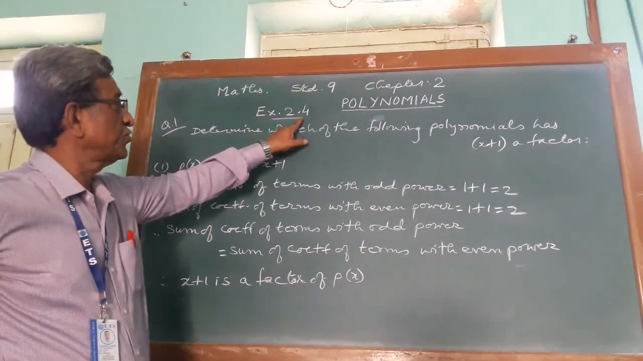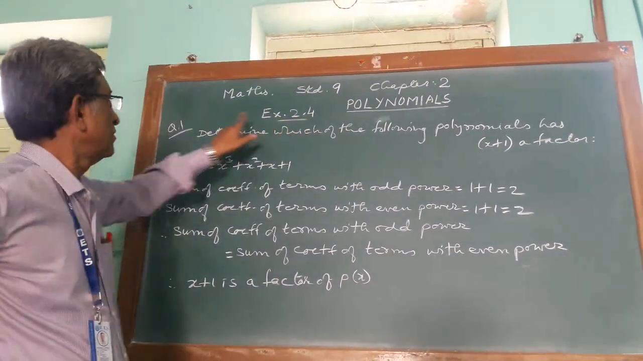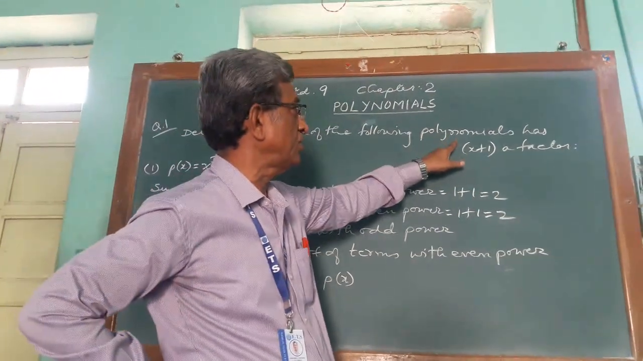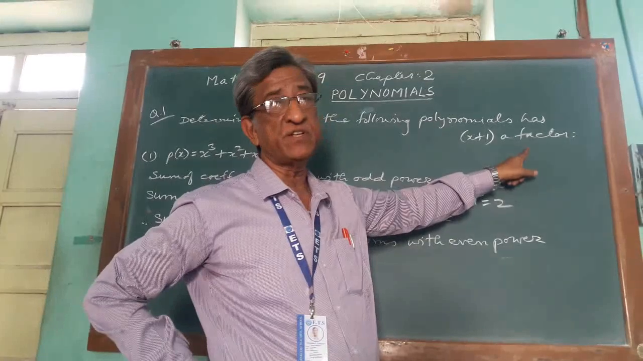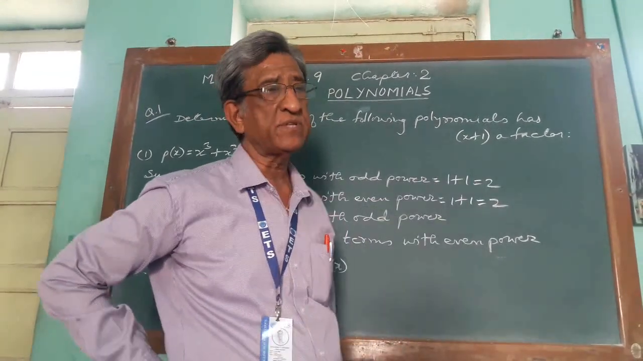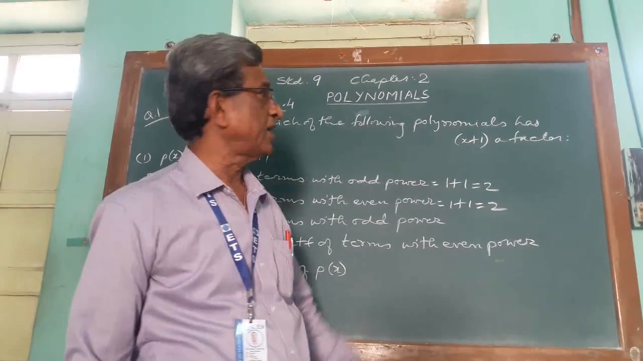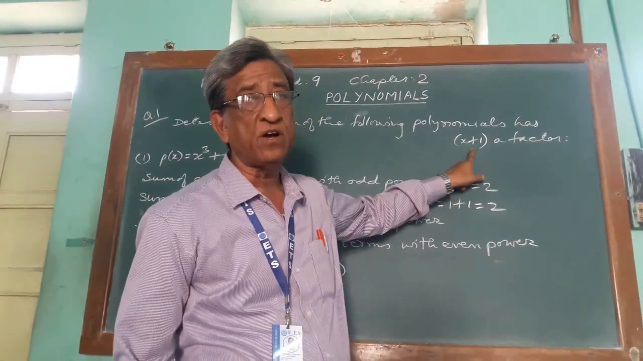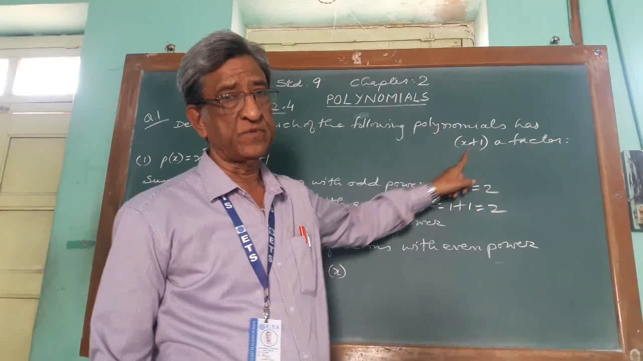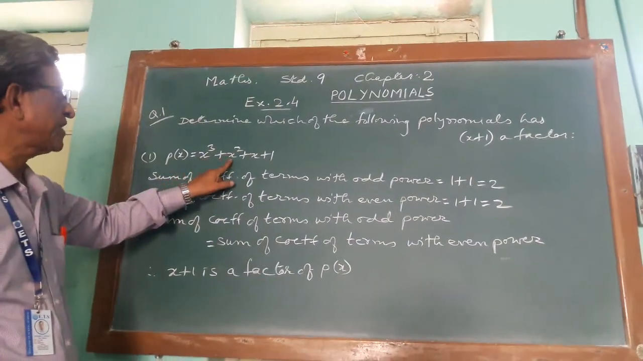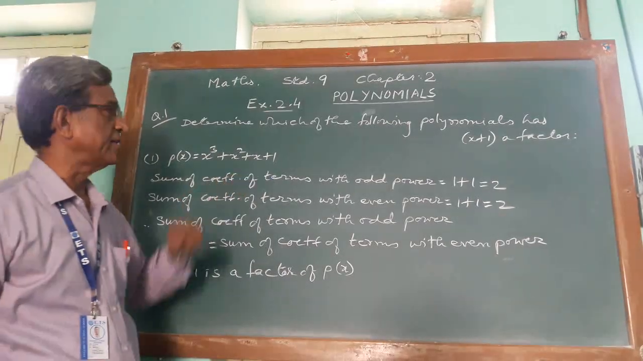Now exercise 2.4. Question 1. Determine which of the following polynomials has x plus 1 as a factor. So here some polynomials are given. You have to find out whether x plus 1 is a factor of it or not. So question 1 is x cube plus x square plus x plus 1.